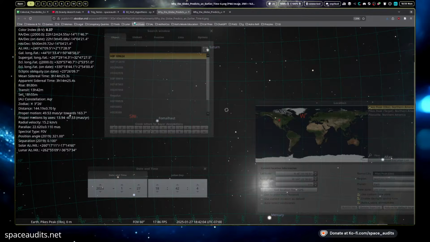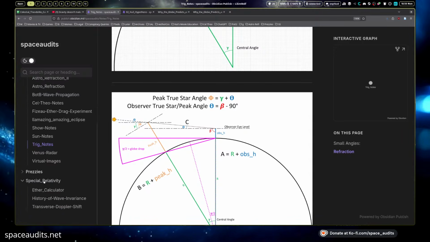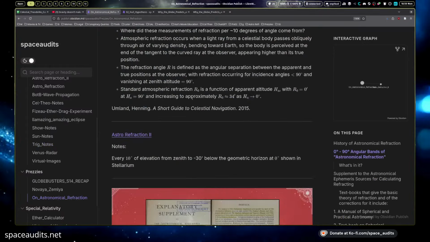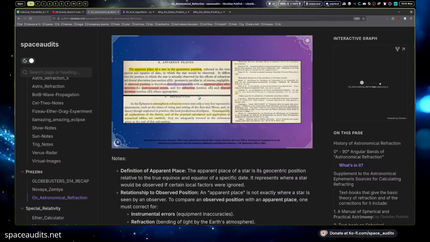Ruhif, let me show you something, my dude. Let me show you what the globe predicts. Oh yeah, show them quick that diagram. I don't think you've seen this yet. Ruhif, let me show you what the globe predicts, my man.